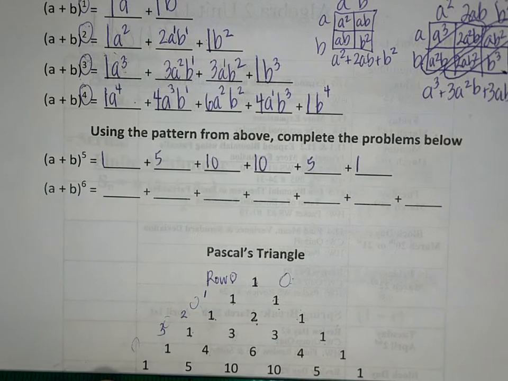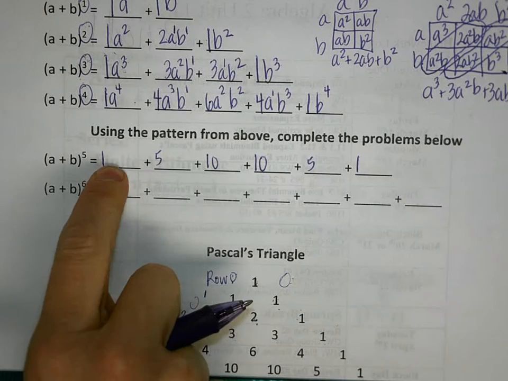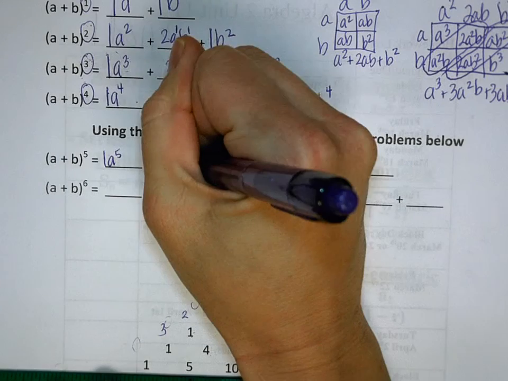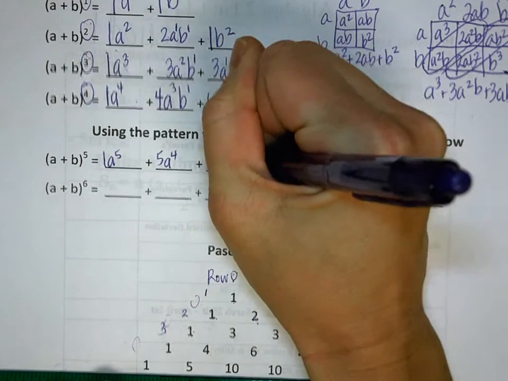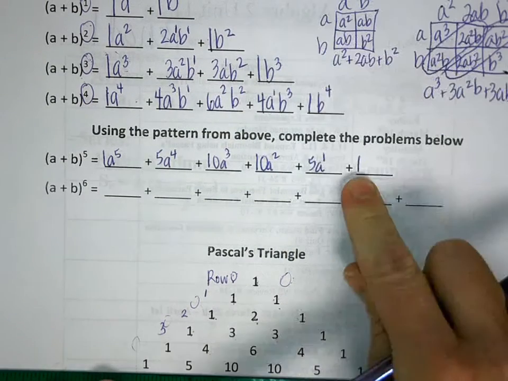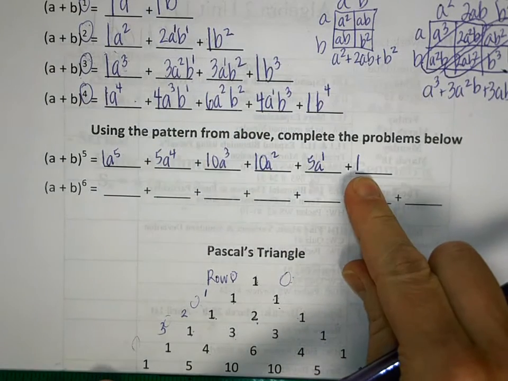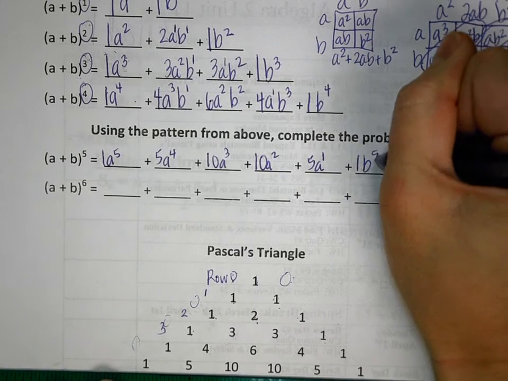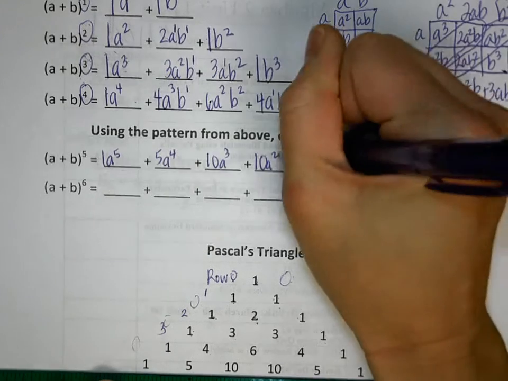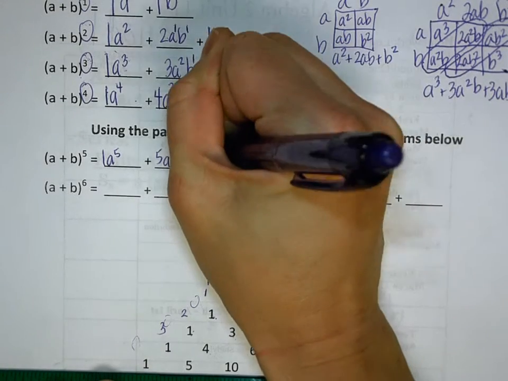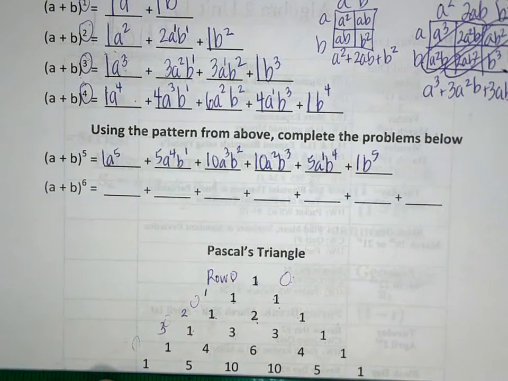So the two ends will always be 1. Yes, always. Okay, so then I'm starting here with a to what power? 5th. A to the 5th, and then I go a to the 4th, a to the 3rd, a to the 2nd, a to the 1st, and this is a to the 0, which I do not need to write. Okay, and then I start with my b's. So this is going to be b to the 5th, b to the 4th, b to the 3rd, b to the 2nd, b to the 1st, and b to the 0, which I don't have to write.